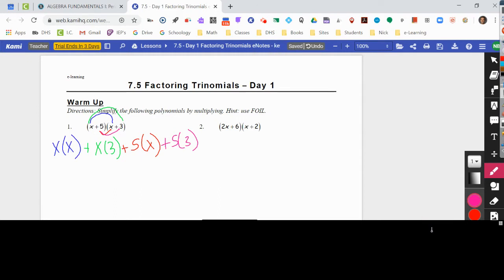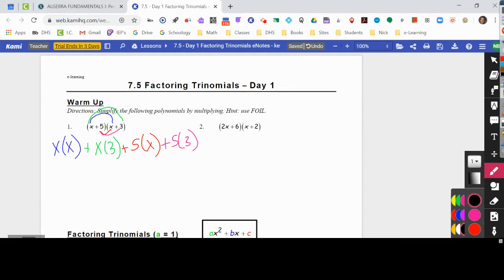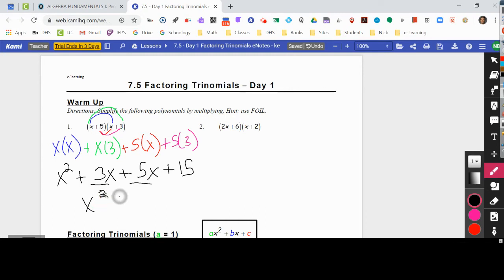All right, and then we're going to go ahead and simplify this. X times x, remember, gives us x squared, plus x times 3 gives us 3x, plus 5 times x gives us 5x, plus 5 times 3 is 15. And we're almost done, right? Except we had to combine those like terms. So then we get x squared plus 8x plus 15.